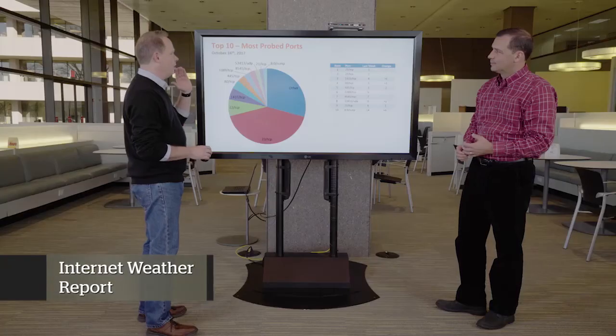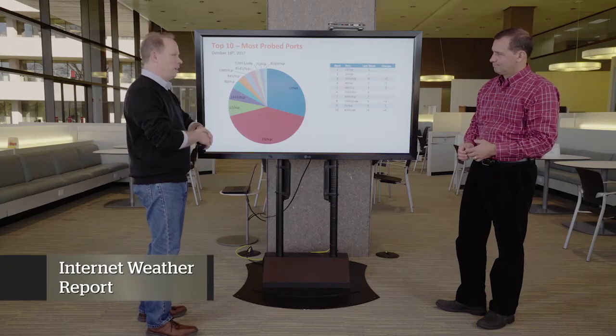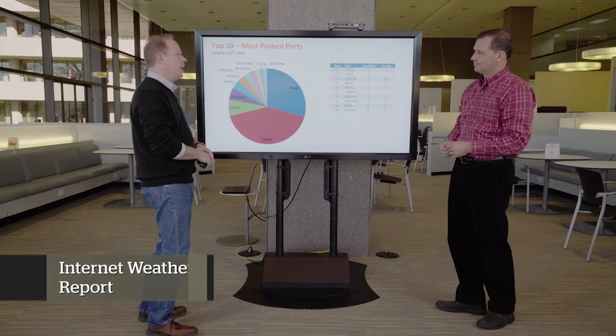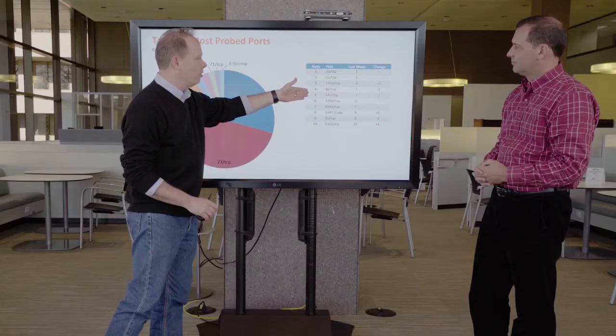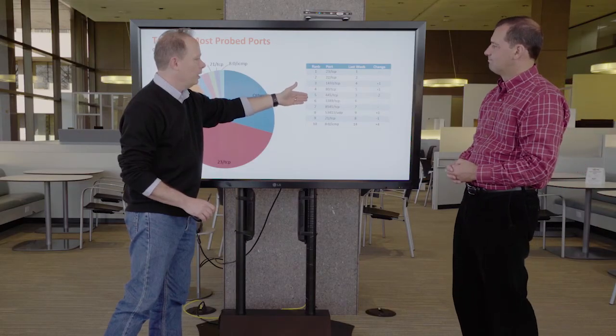All right, so I thought we'd take a look at the internet weather for this week. This is the most probed ports, so by volume of sheer scanning, not necessarily how many people are doing the scanning, but the sheer volume of scanning. That's what these numbers represent here. We talk about these ports all the time: Telnet, SSH, Microsoft SQL Server, web is port 80, Microsoft file sharing 445 TCP, remote desktop protocol 3389 TCP. We see these all the time.